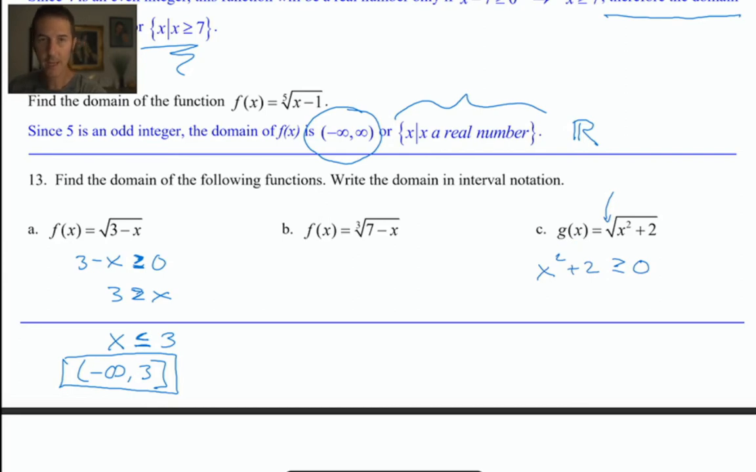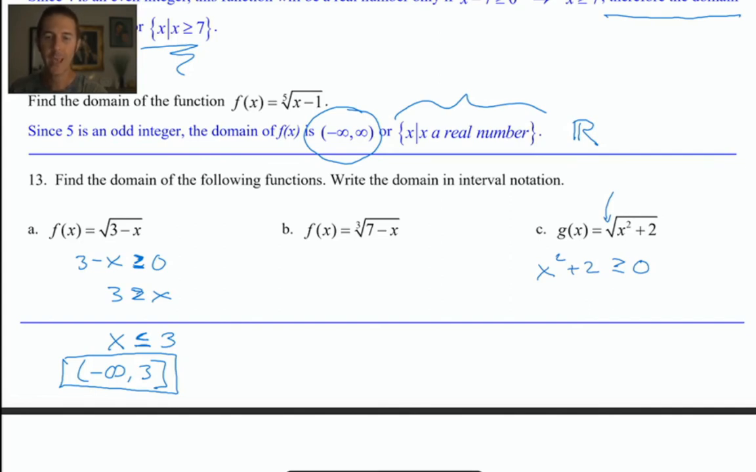Plug in an x value of negative 5. What's negative 5 squared? Positive 25. Plus 2 makes positive 27. We went from positive to even more positive. My point is that with a square in there, it's always going to be positive, and then you're adding even more to it. That radicand is guaranteed already to be greater than or equal to 0.